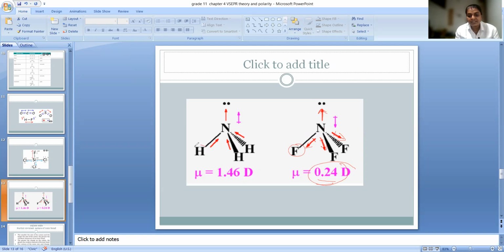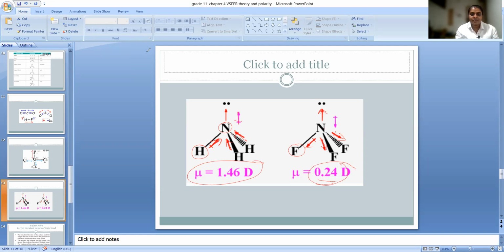Here, comparing hydrogen and nitrogen, nitrogen is more electronegative than hydrogen. So the direction of the bond dipole will be towards the nitrogen, so all of these are in the same direction. We take the resultant of all of this, so it has a higher dipole moment value. So it is more polar than this.